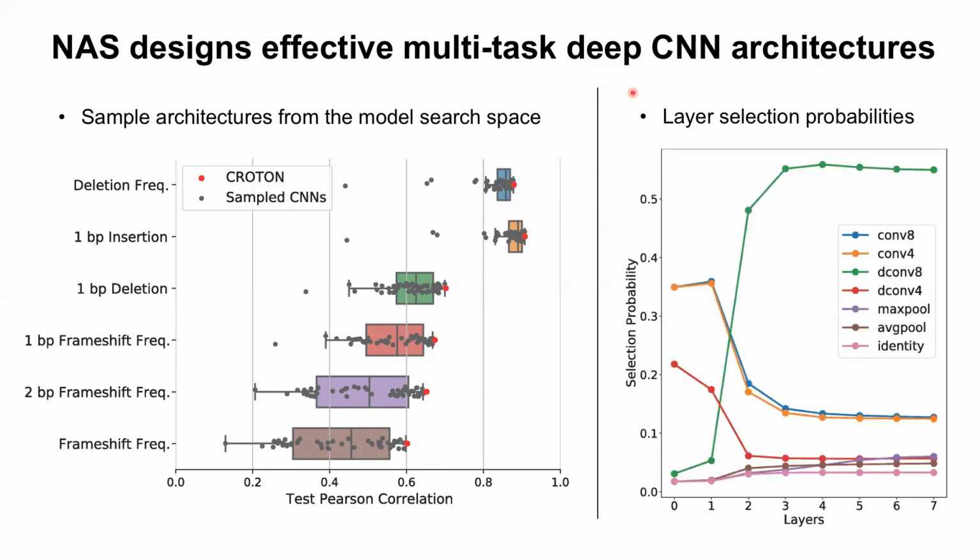And here on the right are the layer selection probabilities for different deep CNN layers as chosen by NAS. You can see that convolutional layers, so these conv layers, were consistently favored over pooling layers, so max and average pooling, as well as the identity mapping layer. And after layer 2, this dconv8 layer, shown in green, or the dilated convolutional layer with a kernel size of 8, was consistently favored. Together, this indicates that precise feature locations were conserved in our model and were important to CRISPR-Cas9 editing outcome prediction.